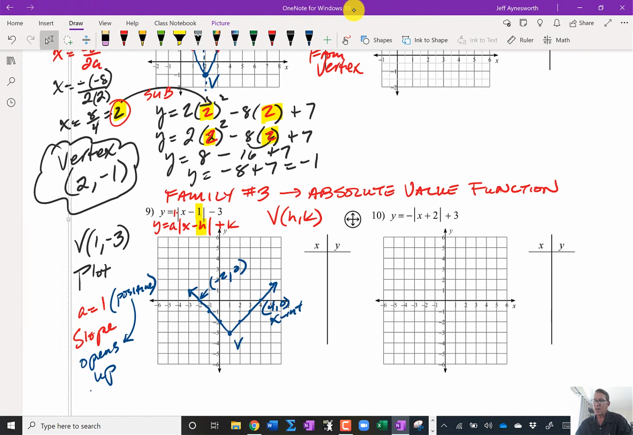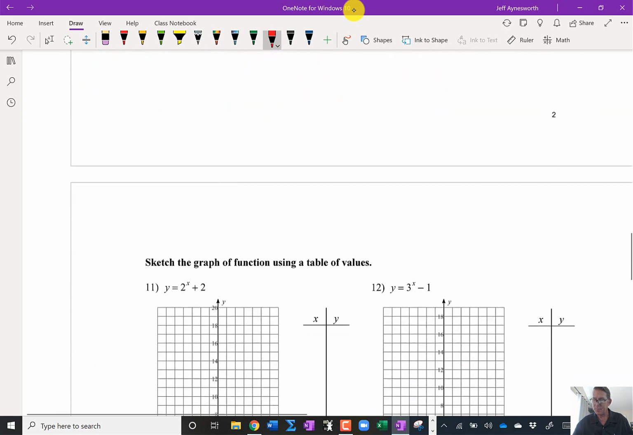Okay, now number 10 is similar, but a is negative 1, so this one opens down. Okay, so keep that in mind. A equals negative 1, it opens down and not up, but it's the same idea. Okay, you do number 10 and check it with Desmos.